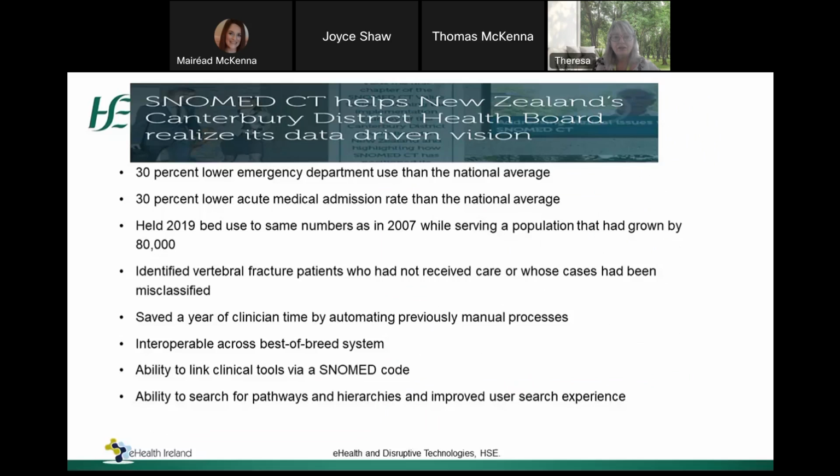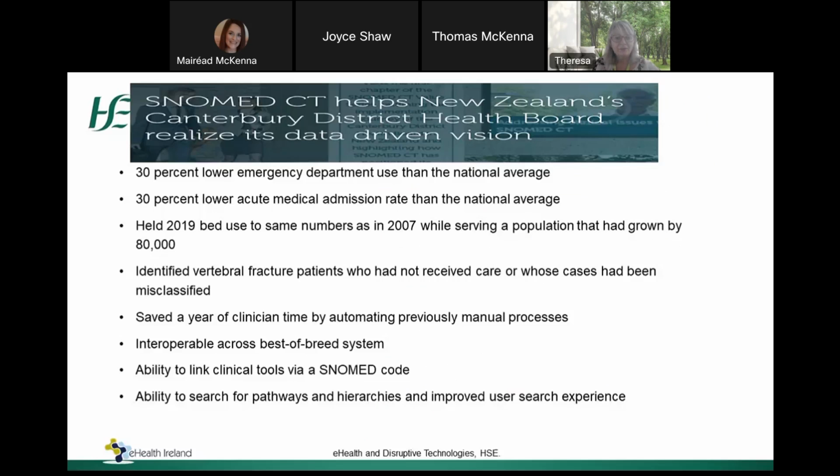New Zealand have also done a lot of work using SNOMED, and I think this is particularly interesting. This is some of what they found. So I won't read them all, but they had 30% lower emergency department use than the national average, because they had standardized their data, they understood their data, and they were able to interpret the data and use it. And they had a 30% lower acute medical admission.